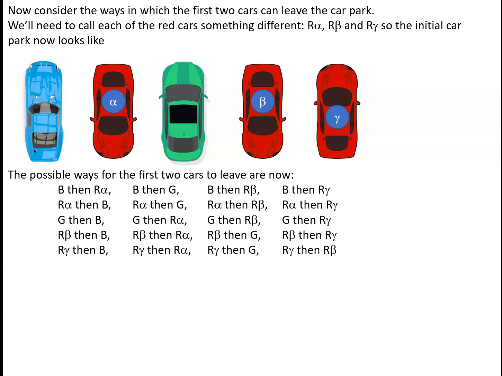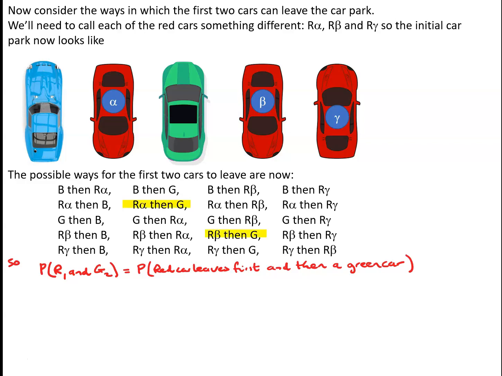And as far as we know, each of these different ways are equally likely. So we can say that the probability that the first car to leave the car park is red and the second car to leave the car park is green is going to be any of the three highlighted possibilities. So we've got a probability of 3 out of 20.